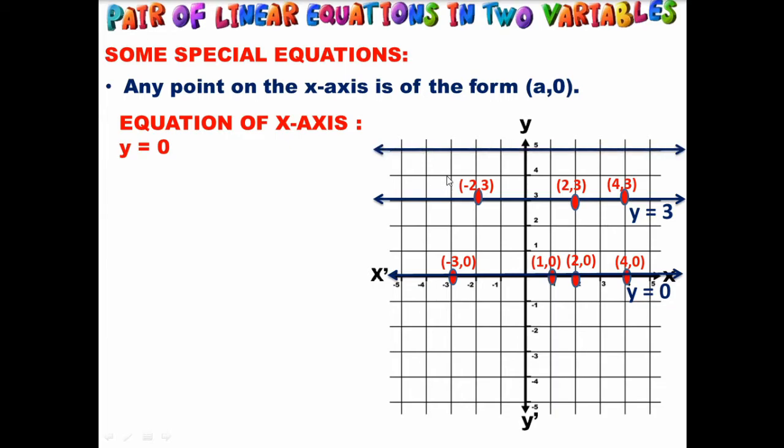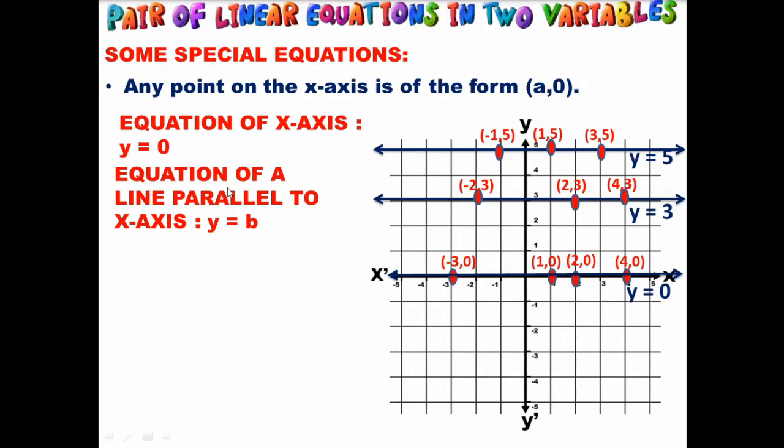Similarly, if I consider a line parallel to the x-axis passing through the point 5, then that equation will be y equal to 5. So in general, I can say the equation of any line parallel to the x-axis will be of the form y equal to b, where b is the point through which the line passes. If it passes through 3, then y equals 3. If it passes through 5, then y equals 5. If it passes through minus 3, then y equals minus 3. So the equation of the x-axis is y equals 0. The equation of a line parallel to the x-axis is y equals b.